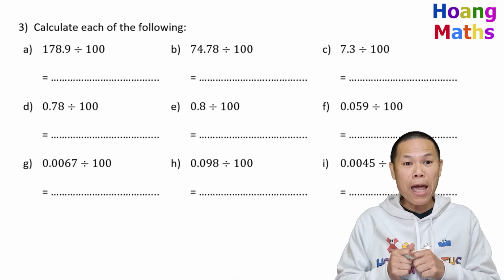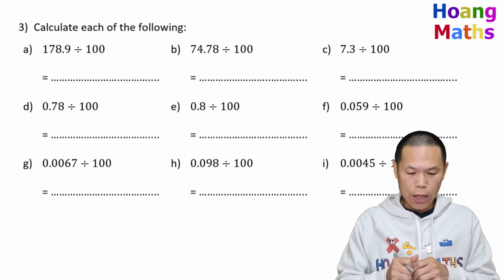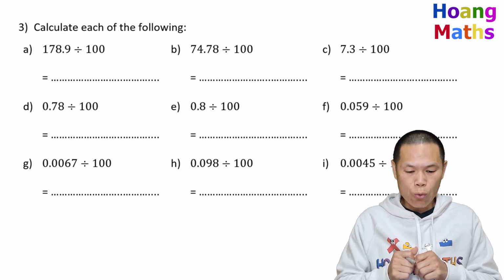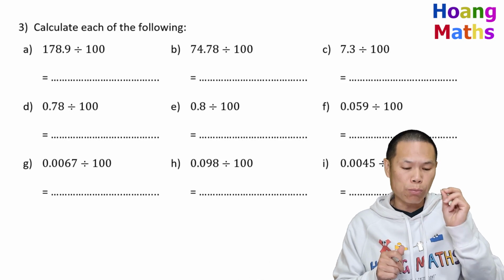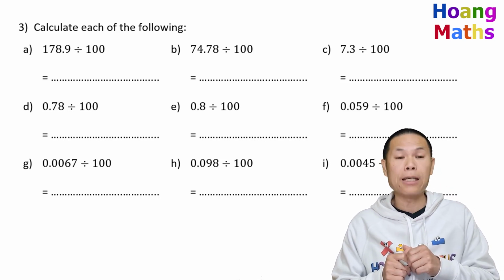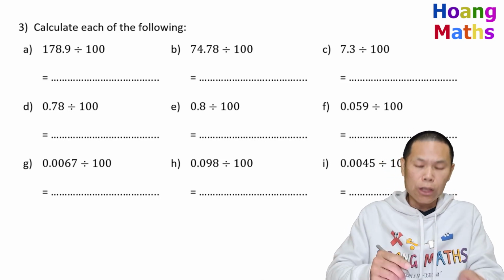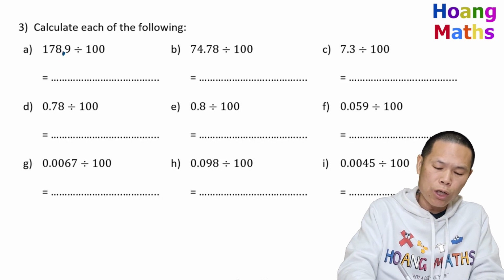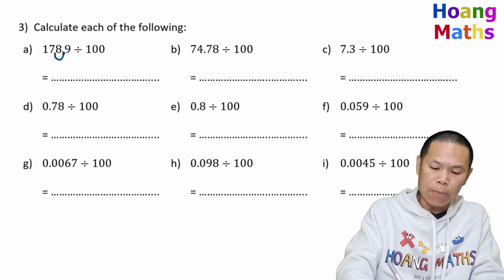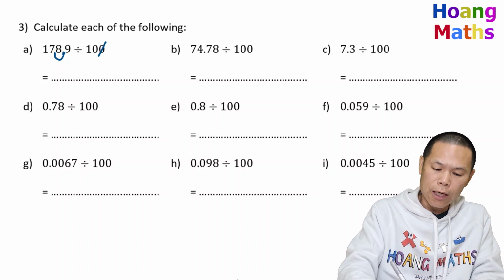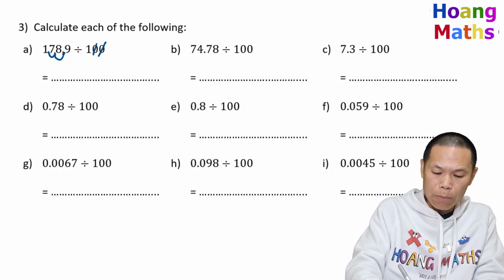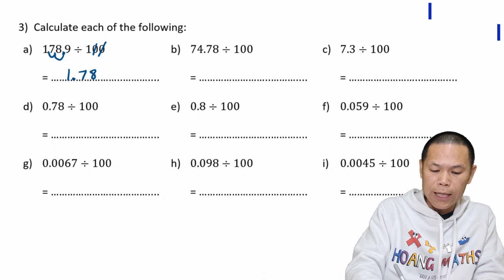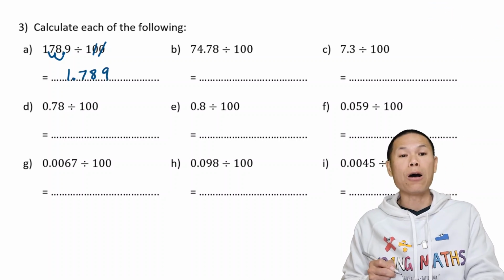Hi there, I'm back. How did you go? So let me just go through them with you. So when we divide by 100, we know that the answer should be smaller than 178.9. Okay, so this means that the decimal point here, we need to move to the left 2 times because we divide by 100. So we move 1, we cancel that. We move 1, we cancel that. So that becomes 1.789. So there you go.